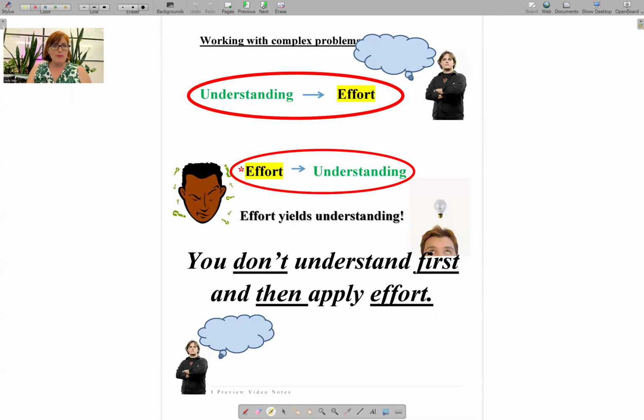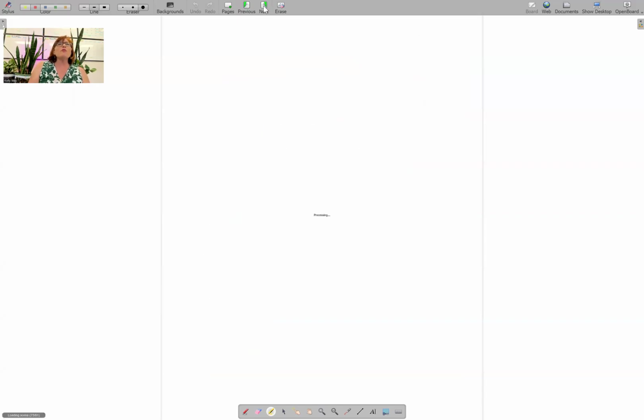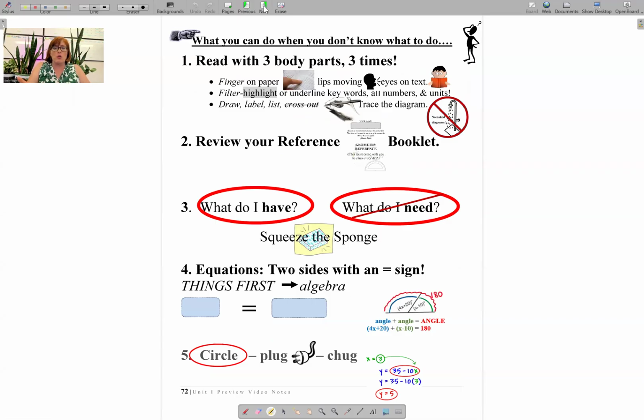Okay, recap. Remember, it is not that you understand and then give effort. You give effort and then you understand. You don't understand first and then apply effort. Question is, how do you apply effort when you don't know what to do? And we have 5 things that you can do when you don't know what to do. Number 1, read with 3 body parts 3 times. Number 2, get out your reference booklet. Flip through your reference booklet. See if there's anything that's related to what you're learning.